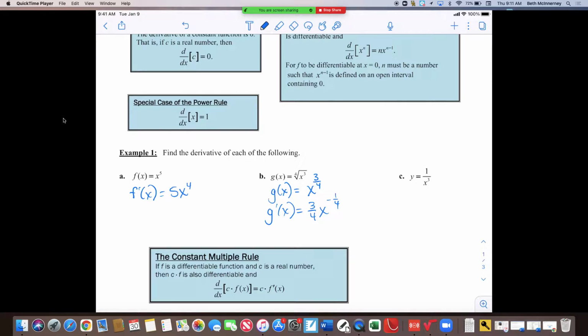There is nothing wrong with leaving your answer as 3/4 x to the negative 1/4. Or I could drop it down, or so there are 3 acceptable answers.